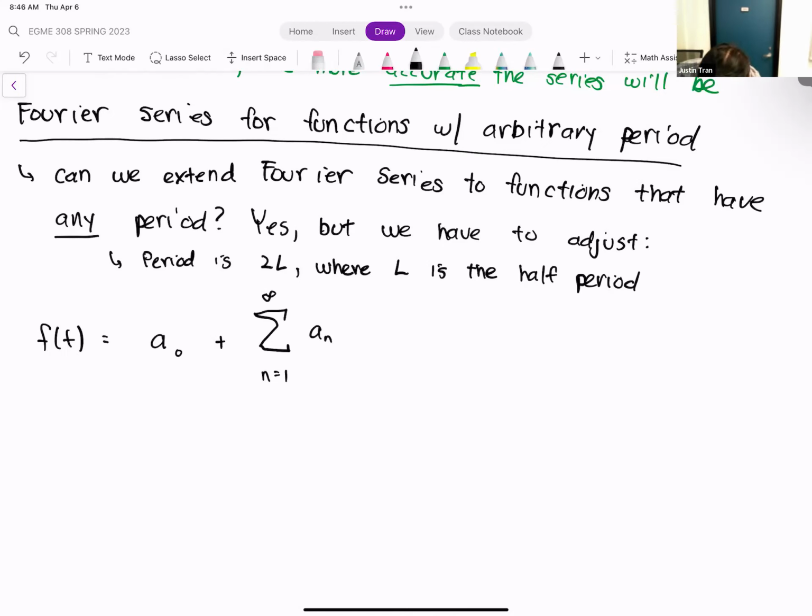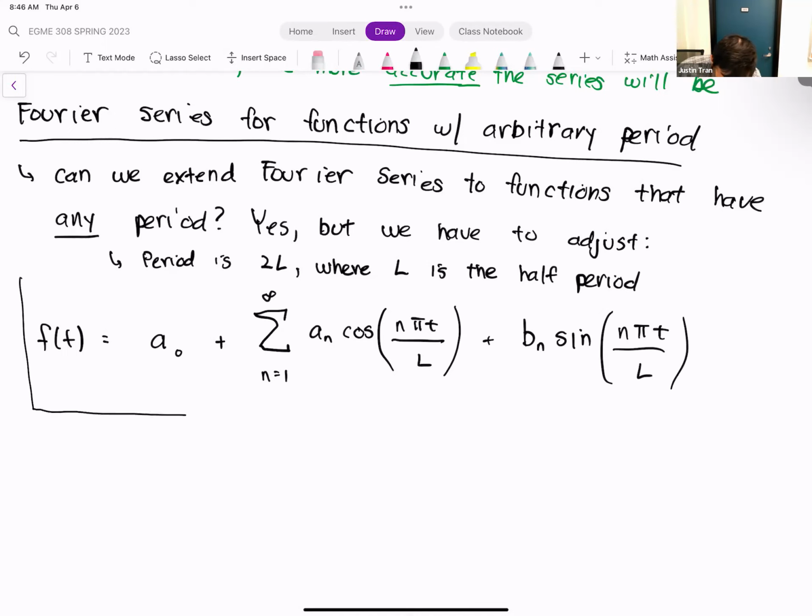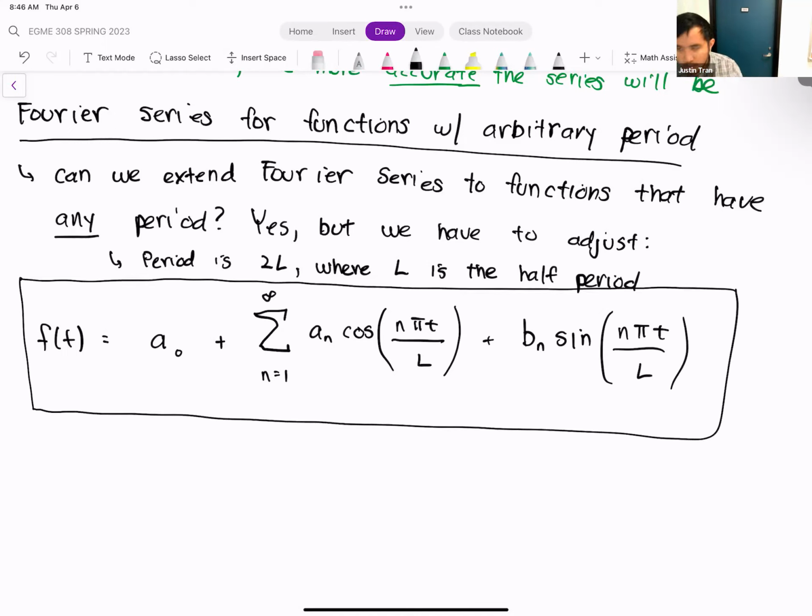We're gonna have a cosine. Here's where the change occurs. And so instead of just nt, we have n pi t divided by L, plus bn sine n pi t over L. So the argument inside the sine and cosine changes slightly. Okay, to adjust for the fact that our period is not 2 pi anymore.